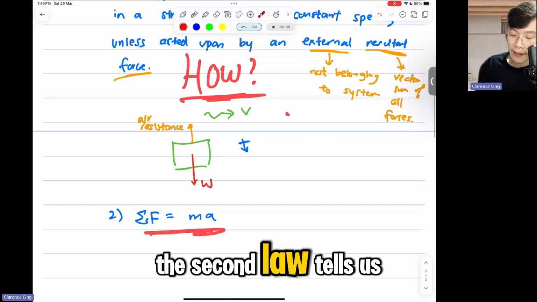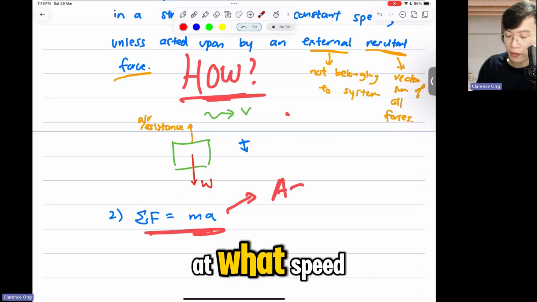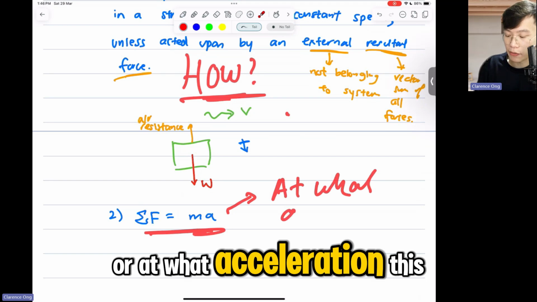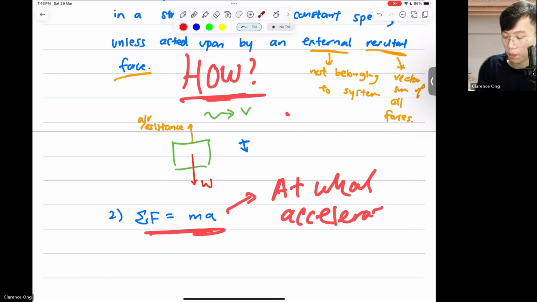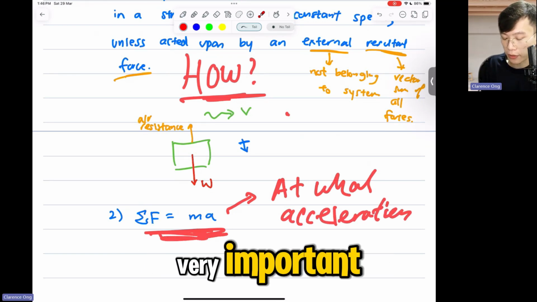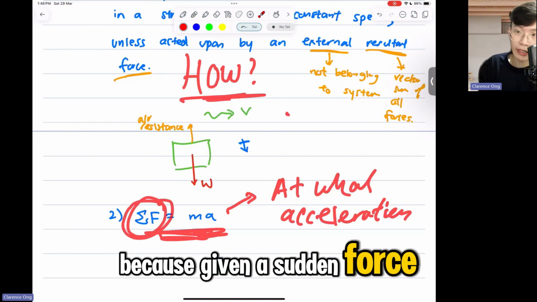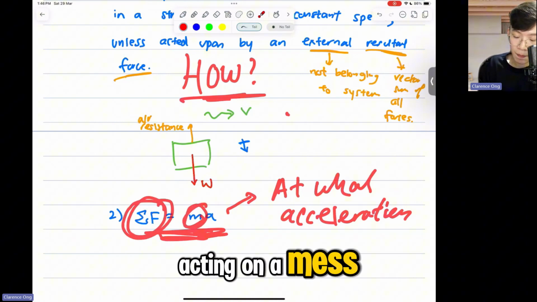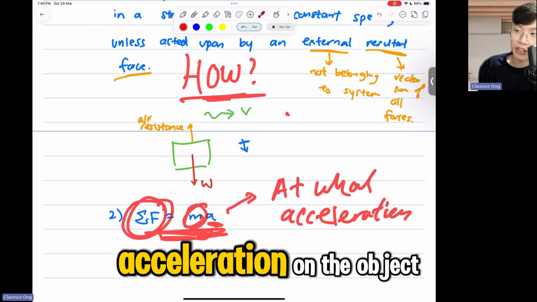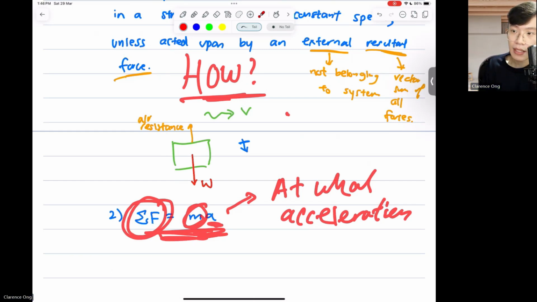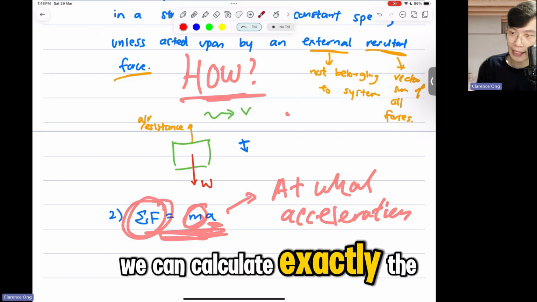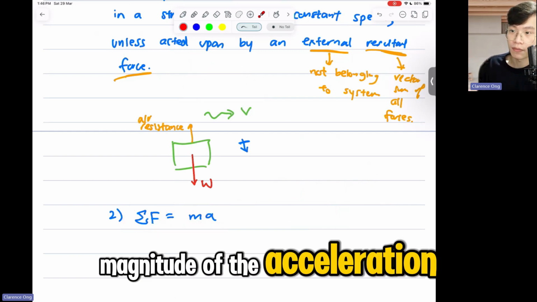The second law tells us at what speed or at what acceleration the object will move. That's why the formula is very important, because given a certain net force acting on a mass, there will be a certain acceleration on the object. And with this formula, we can calculate exactly the magnitude of the acceleration.